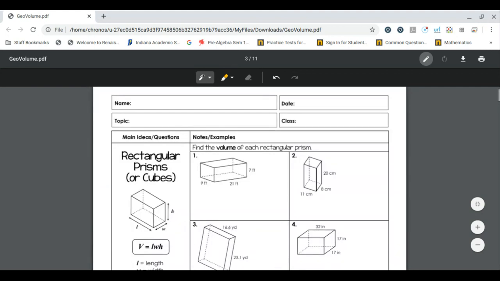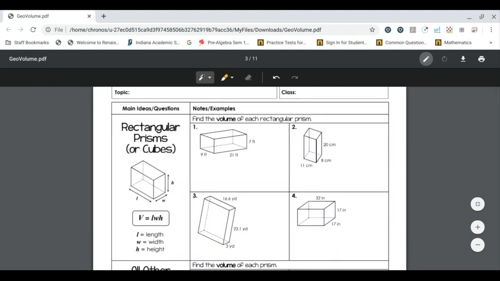Now I want you to go to the rectangular prism, or sometimes they're cubes. Today we're just doing volume. Volume is super easy. You can do it. If you look at the rectangular prism, here's your volume formula: length times width times height.